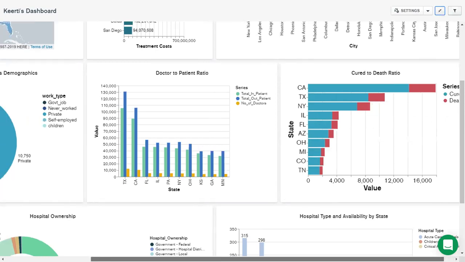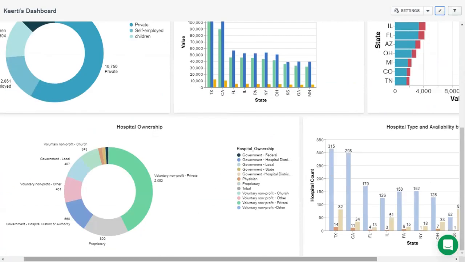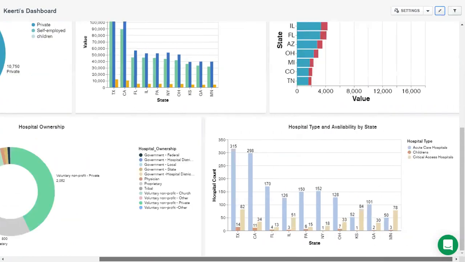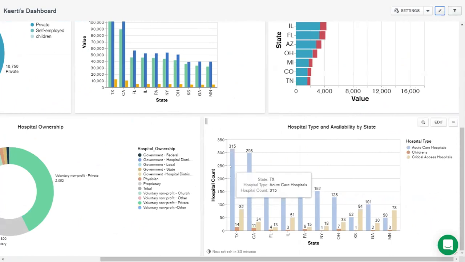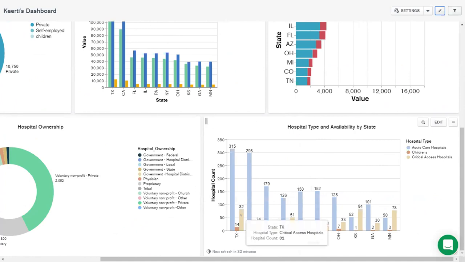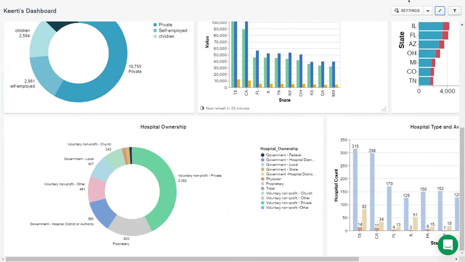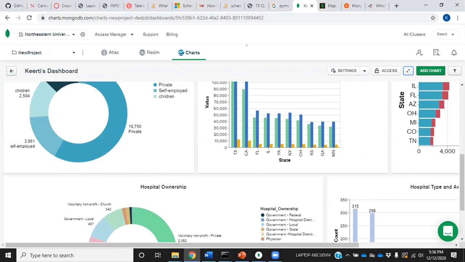We also did some analysis on the hospital collection. Here we can see that most hospitals are owned by non-profit private organizations. In this column chart, Texas recorded the most hospitals, out of which acute care hospitals are 315, followed by critical access hospitals, and the same goes for all the other states. So this was it from our group. We are open to any questions. Thank you for listening.